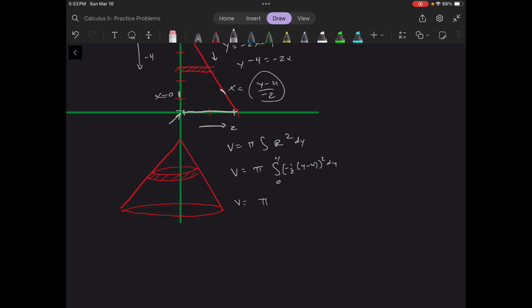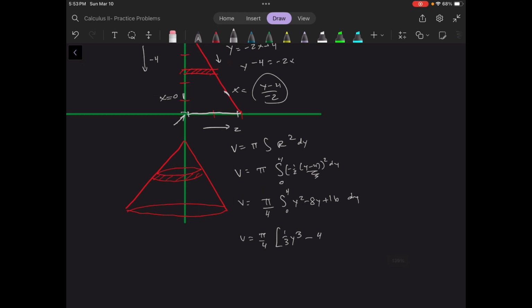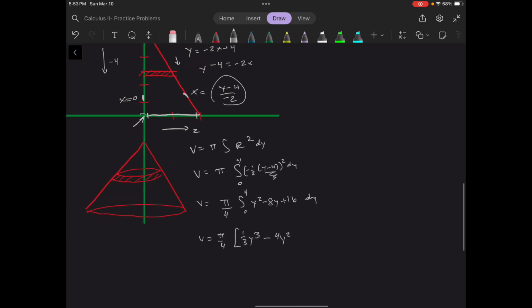Pi, when we square that -1/2, it's going to come out as a 1/4. We're going from 0 to 4 of, let's see, y minus 4 squared. Let's FOIL it out. We're going to get y squared minus 8y plus 16 dy. Now this is a bit easier integral. Pi over 4. When you integrate y squared with respect to y, you get 1/3 y cubed. When you integrate -8y, you get -8 over 2, or -4y squared. And when you integrate 16 with respect to y, you get plus 16y. Finally, we're going to evaluate all of that at 4.